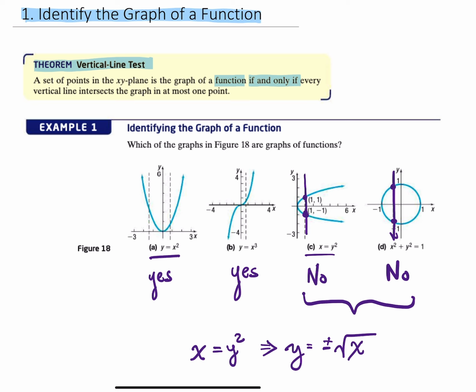So one thing you can do if you're just looking at the equation is look out for even powers on your y variable. It produces that double output. If you have the graph, then even better. You can just use the vertical line test.